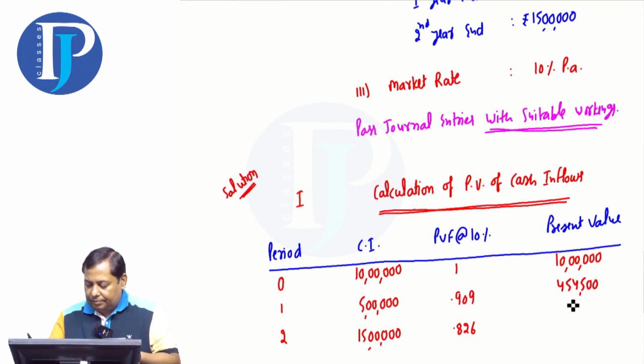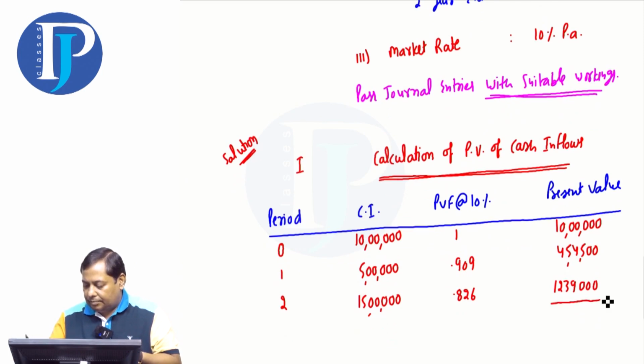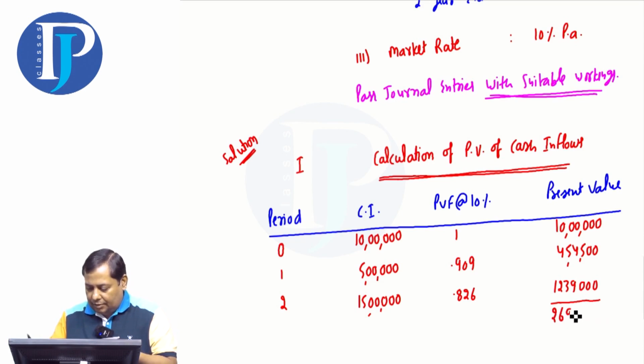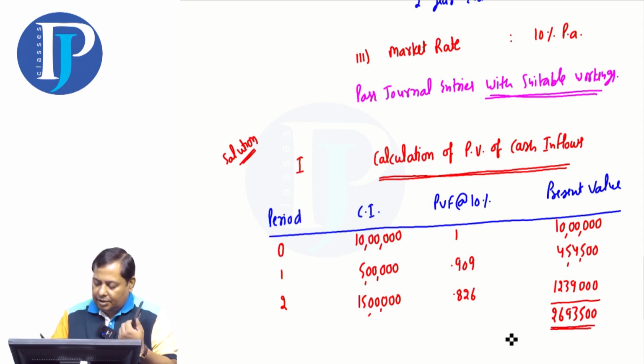454,500. 1,239,000. Total: 26,93,500. This will be the present value of inflows, also called selling price.